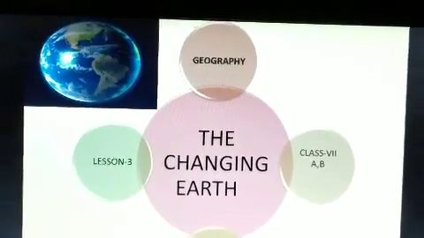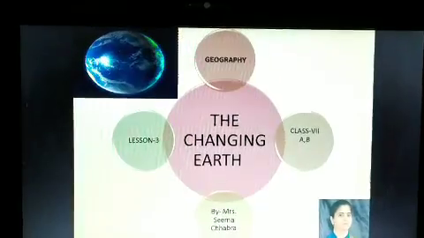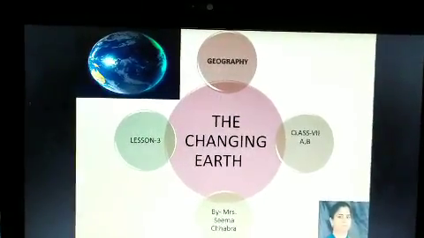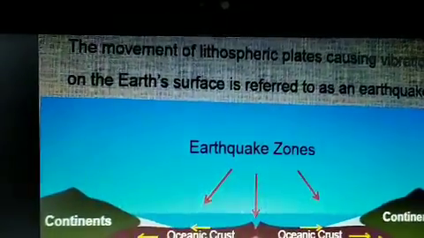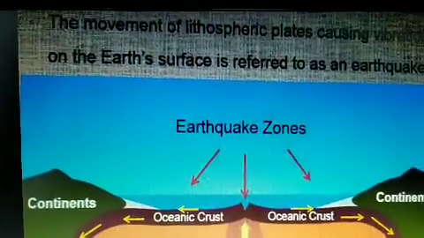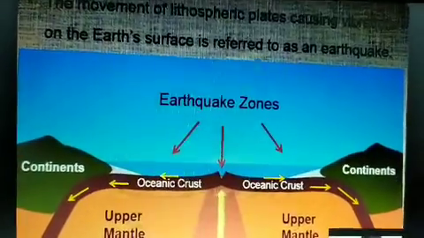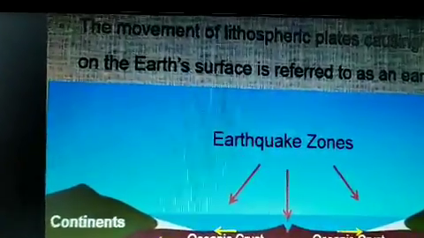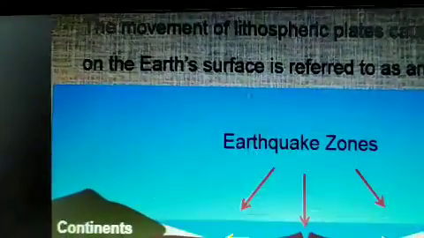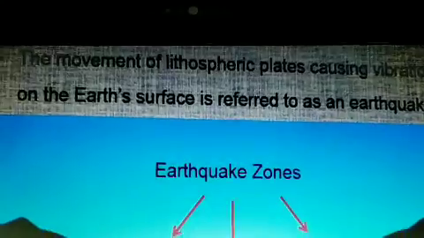There are many factors such as volcanic eruptions, movement of the lithospheric plates, or even bomb explosions that can cause the surface of the earth to shake. So, what is an earthquake? The movement of lithospheric plates causing vibrations on the earth's surface is referred to as an earthquake.